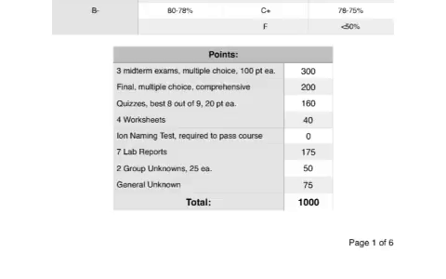You'll need to do an ion naming test. It's required to pass the course, so if you do not take this exam or pass it by your first exam, you will not be able to continue on with this course. There are going to be 7 lab reports, 2 group unknowns, and a general unknown, giving a total of 1,000 points.